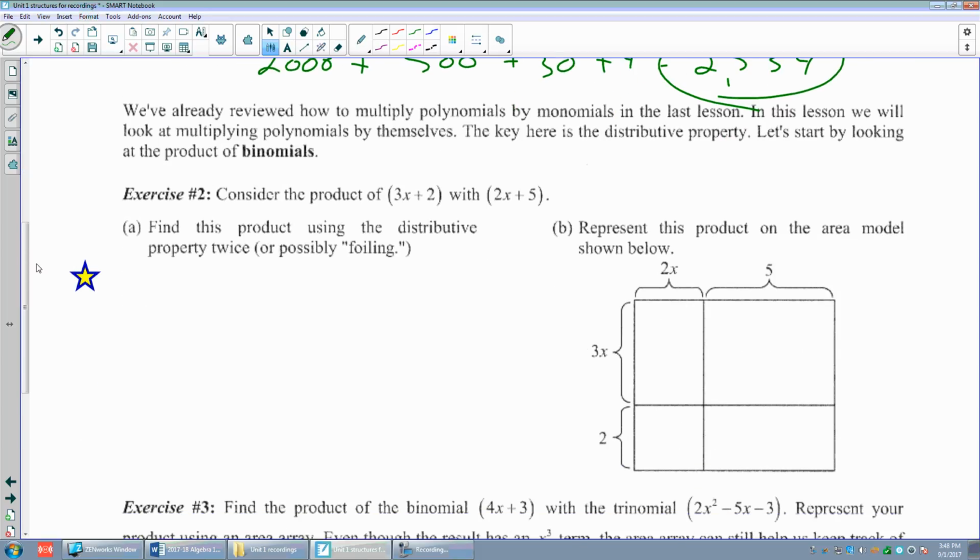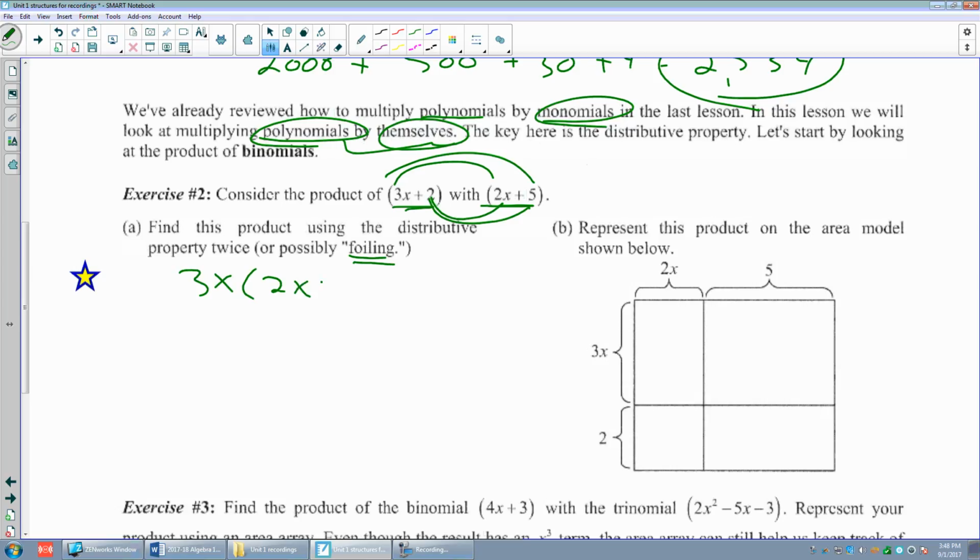Okay, we've already reviewed how to multiply a polynomial by a monomial. That's something with 1 term. Now, what happens when we do a polynomial times another polynomial? Oh, so there's a couple ways to do this. We can use the FOIL method. What am I doing? I'm doing 3x times 2x plus 5. Then I am adding onto it positive 2 times 2x plus 5. Yes, I can write that down twice. And I'm going to show you way over here how to do it there.